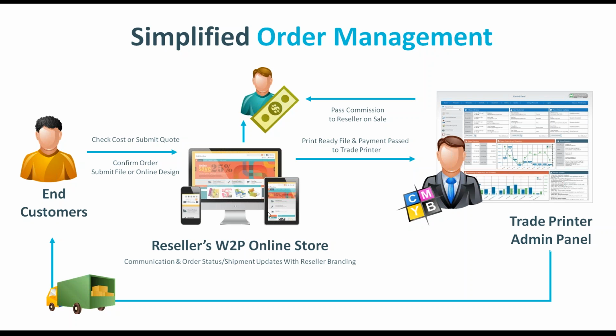Now, the reseller will get the notification of the order, but the print ready file and payment will directly go to the trade printer. So this is the trade printer who would print and ship directly to the end client, but the communication will always be with the reseller's branding. And for whatever orders resellers have passed to the trade printer, that commission will be passed to that reseller from the trade printer. So it is a complete integrated model where all these three entities are on the same platform.